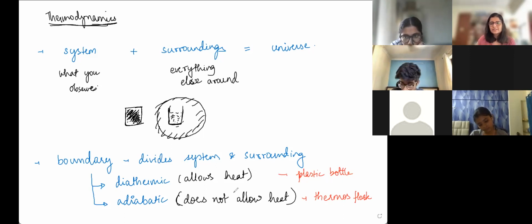So this matters because eventually when we do the calculations, if heat is lost, you need to calculate how much heat is lost, and the remaining is converted into work. So if the question says it's an adiabatic system, adiabatic boundary, then you will do your calculations based on that.